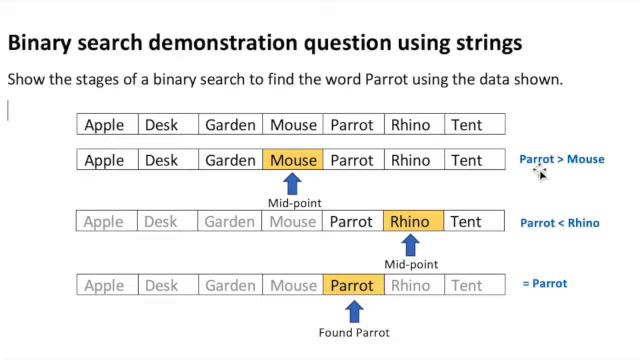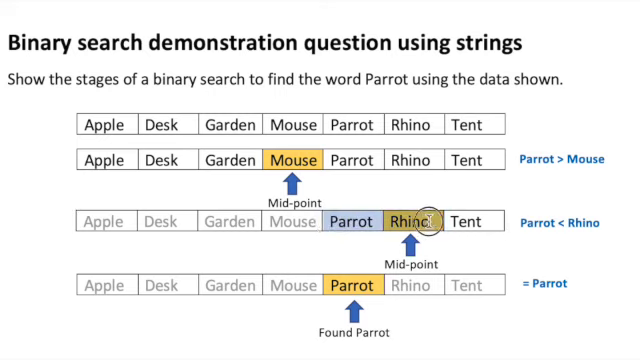That parrot is to the right of mouse. So that means we're going to ignore the midpoint and elements to the left. And you'll notice that this is grayed out. That means the data has not been deleted, it's just being ignored. So we're now going to go back to step one, which is find our midpoint.